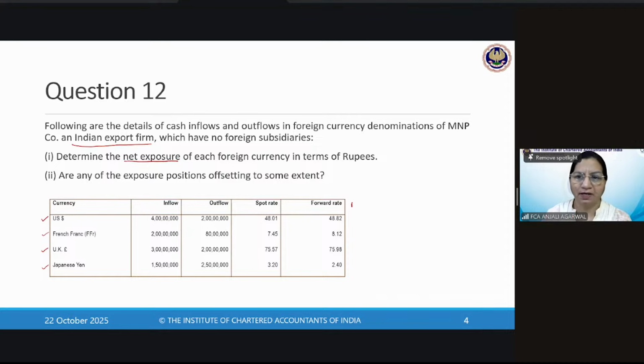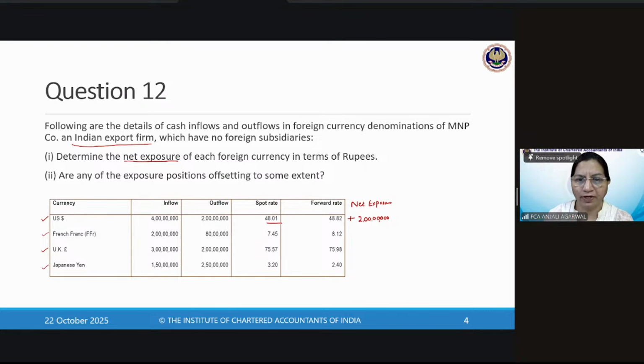For US dollar, our net exposure is you have 40 million or 20 million outflow. 40 million is inflow, 20 million is outflow. Okay. 4 crores or 2 crores. So the net exposure is there is an inflow. So I will indicate inflow with a plus sign, a plus inflow of 200 crores. So this is, in a sense, receivables, right? So you have 200 crores receivables.